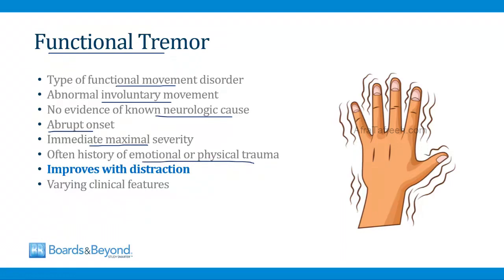And the hallmark of functional tremor, and the way you can always recognize it in a board question, is it improves with distraction. So if you distract the patient, the tremor gets better. They have to be thinking about the tremor for it to get worse. And the clinical features of the tremor can vary in terms of how fast or slow it is or the situations that bring it on.